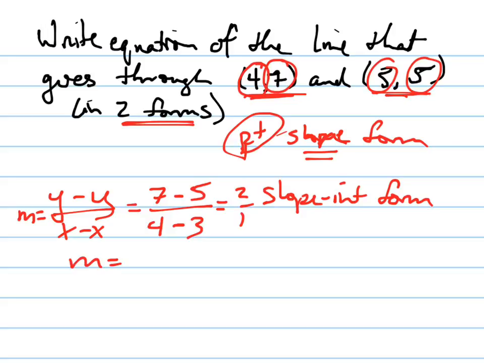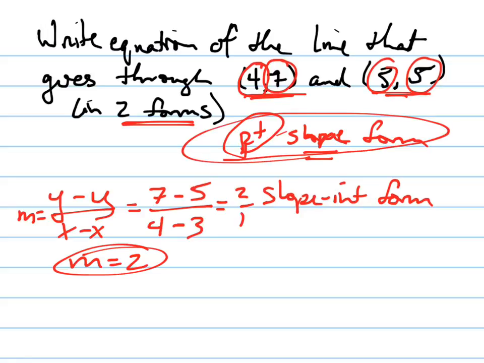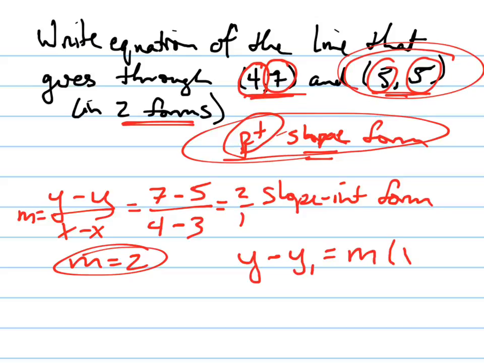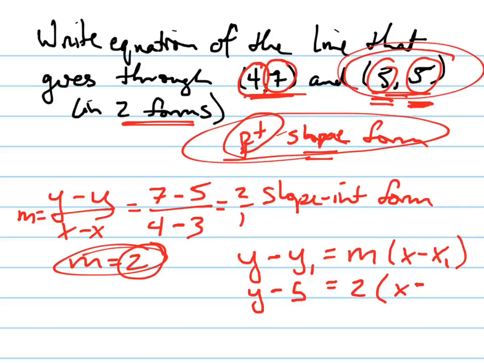So slope is 2. Now that I know the slope, I can write an equation in point slope form. I'm going to take either point. Let's just take 3, 5. It's a little bit smaller. And let's write my equation out. Remember, my equation in point slope form is y minus y1 equals m times x minus x1. So I write it out. Y minus, the y coordinate is 5, so y minus 5 equals m, which is 2, times x minus 3.